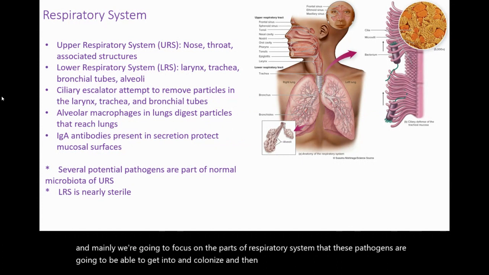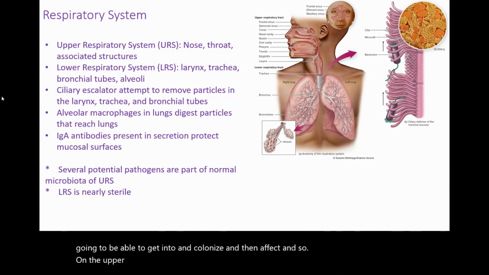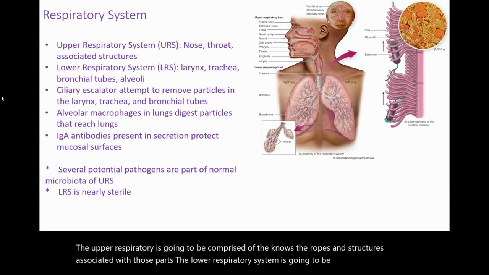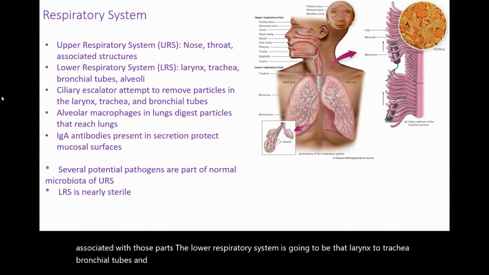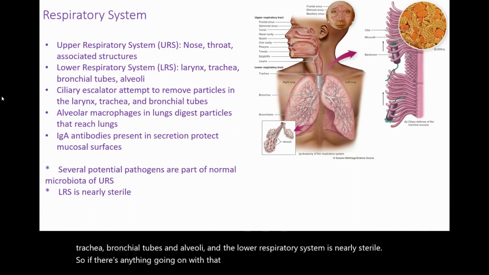And so the upper respiratory is going to be comprised of the nose, the throat, and structures associated with those parts. The lower respiratory system is going to be the larynx, the trachea, bronchial tubes, and alveoli. And the lower respiratory system is nearly sterile. So if there's anything going on with that part of the body, we do always assume that there's an infection.